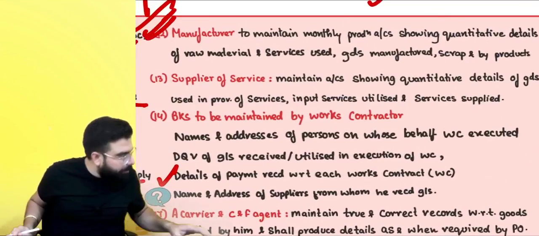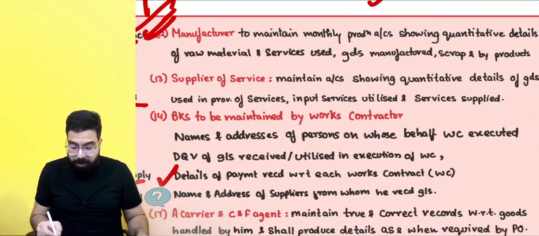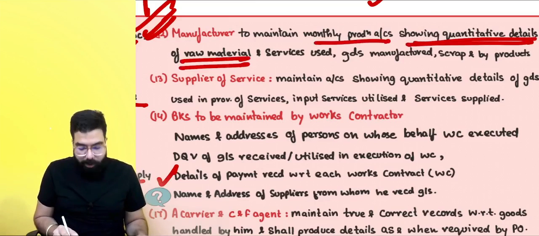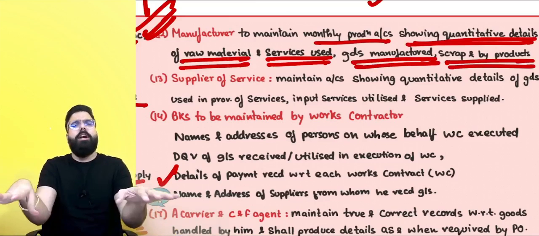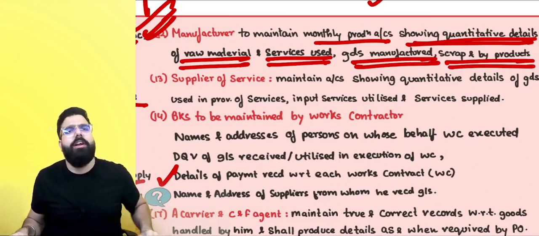Sir, if I am a manufacturer, what are the accounts to be maintained by a manufacturer? A manufacturer should maintain a monthly production account showing quantitative details of raw material, services used, goods manufactured, scrap and byproducts. All details, goods manufactured along with scrap and byproduct, should be there with him.